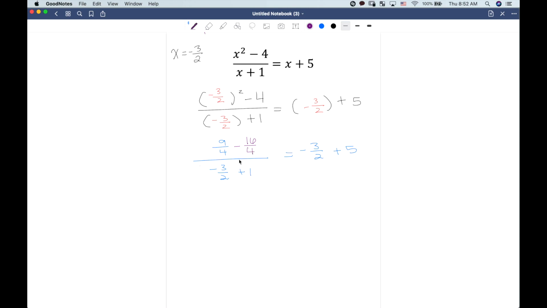Do the same thing to the denominator. Going to put a 1 underneath this one. And I'm going to turn 1 into a 2 so it matches by multiplying 2 to both numerator and denominator. So this is going to be 2 divided by 2, so positive 2 divided by 2. Put a 1 underneath. I'm going to turn this into a 2 so it matches this 2. That's going to be 10 over 2.